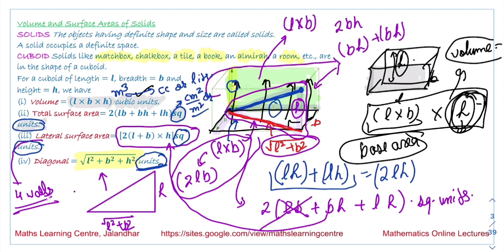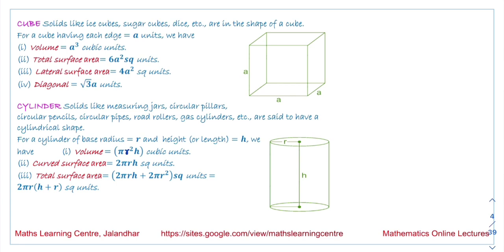Now the next figure we are talking about is the cube. A cube is a cuboid which has all 3 sides equal. So length, breadth and height, all these 3 are equal to A. It is shown in the figure that length, breadth and height are equal to A. The volume for the cuboid was length into breadth into height. All these values are equal to A, so we get A cube.